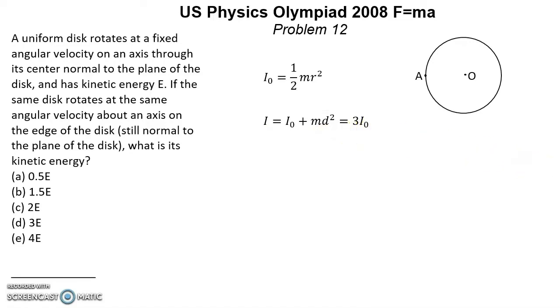And last point, kinetic energy for rotation. The formula is, we see that kinetic energy proportional to moment of inertia. If we triple moment of inertia and leave the same angular velocity, we will triple our energy. It means that the answer is D, 3E.